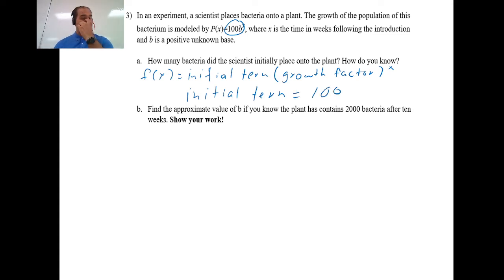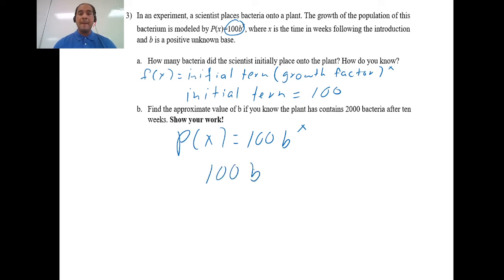Now we've got to find the approximate value of b if you know the plant contains 2,000 bacteria after 10 weeks. Let's show our work. So after 10 weeks, we're going to go ahead and write this P of x is equal to 100 times b to the power of x. Now we're trying to find that value of b. So we know that if we start with 100 bacteria and we don't know b, but we do know that after 10 weeks there is 2,000 bacteria, then we're going to use this information to solve for b. We will then divide both sides by 100 here to start working on getting our b by itself.